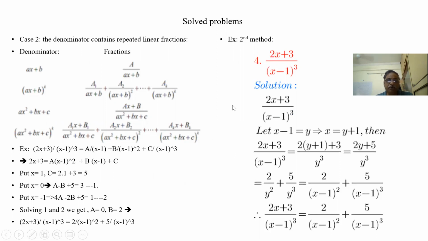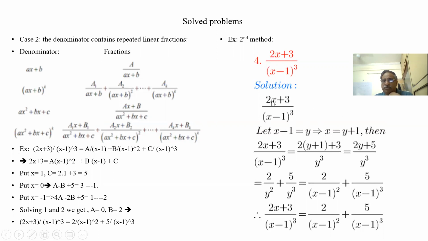The same thing can be done in another form. What is this form? This x minus 1, I am considering as y. Let x minus 1 is equal to y. So the whole cube is y cube, and x becomes y plus 1. X is equal to y plus 1.